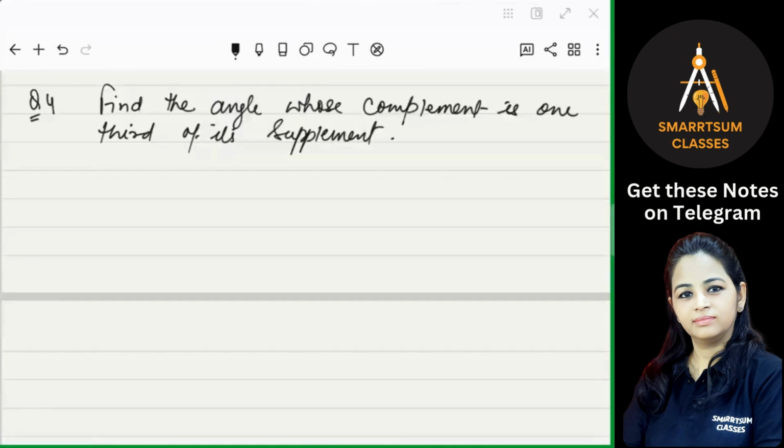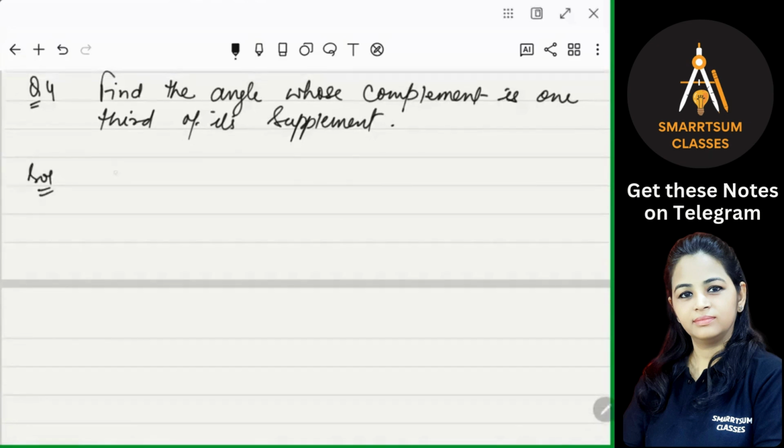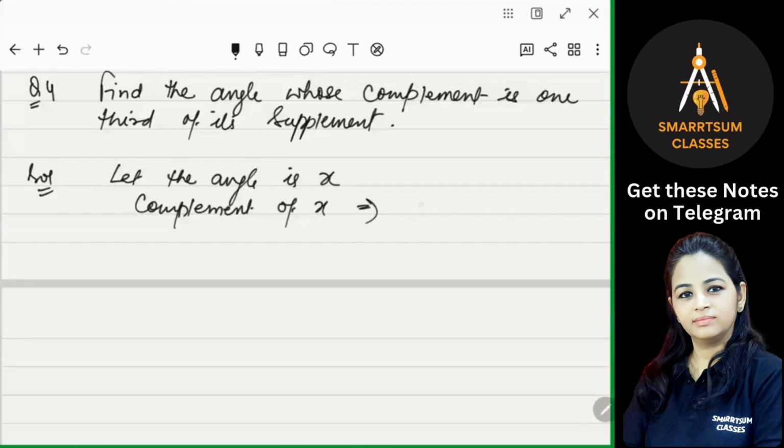Now let's see this question. Find the angle whose complement is 1/3 of its supplement. What do we have to do here? First assume that the angle is x. If the angle is x, what will be its complementary angle? Complement of x will be 90 minus x. Getting that? 90 minus x will be the complement of the angle.